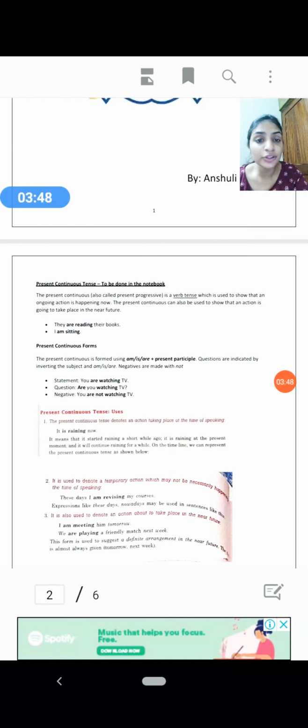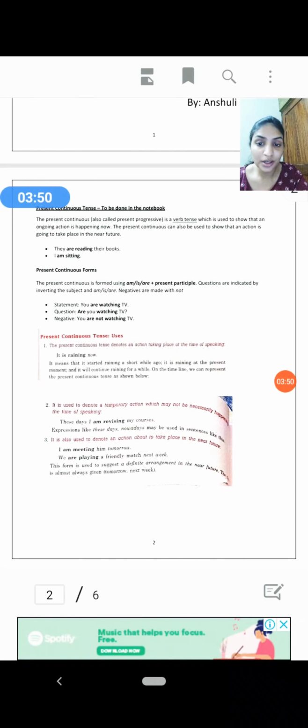Then present continuous tense uses. So where do we use present continuous tense? The present continuous tense denotes an action taking place at the time of speaking. For example, it is raining now. It means it started raining a short while ago, it is raining at the present moment and it will continue raining for a while. On the timeline we represent the present continuous tense like this.